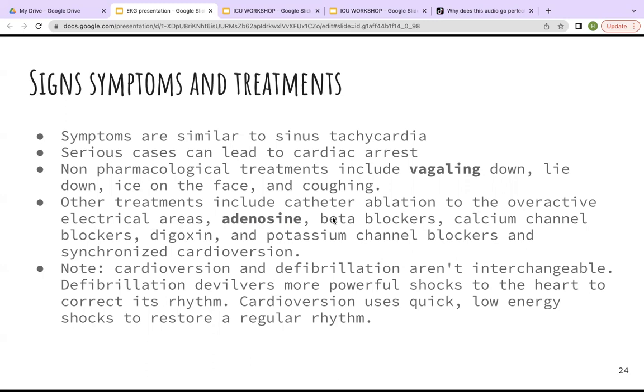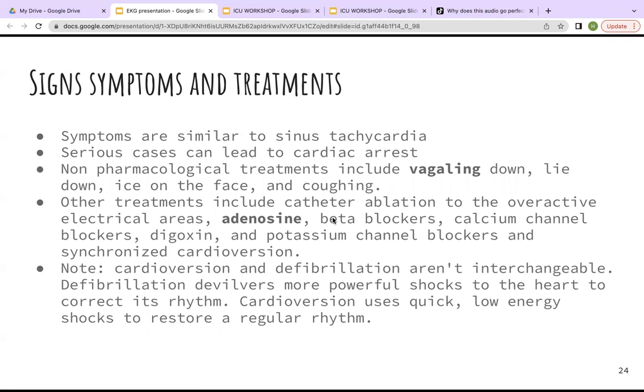Beta blockers, calcium channel blockers, my bad, digoxin, and potassium channel blockers, or synchronized cardioversion. And when you have a ZOL, there is an option when you're cardioverting, which is different than defibrillating. You will have it sync up to the heart rhythm so it doesn't shock at the wrong point of the strip, so you don't put them in a lethal rhythm.